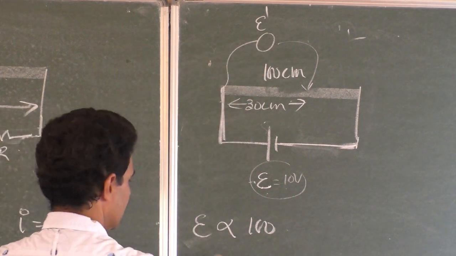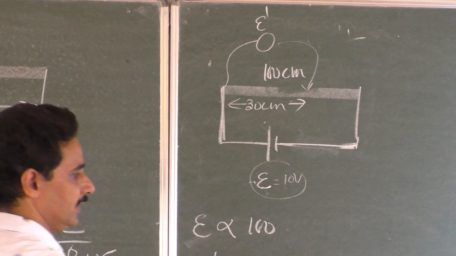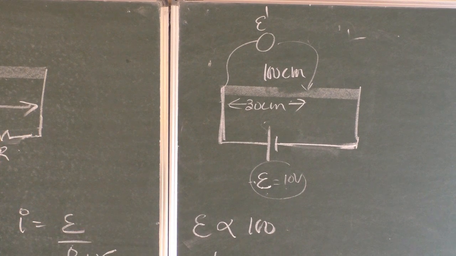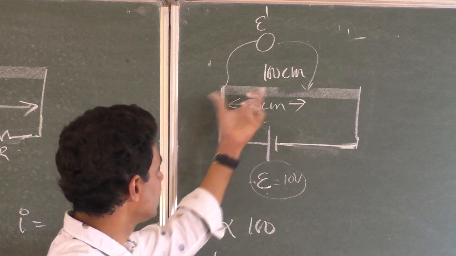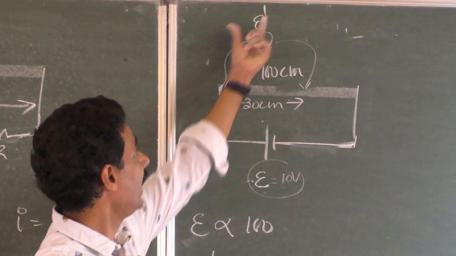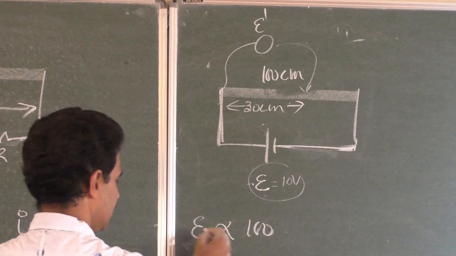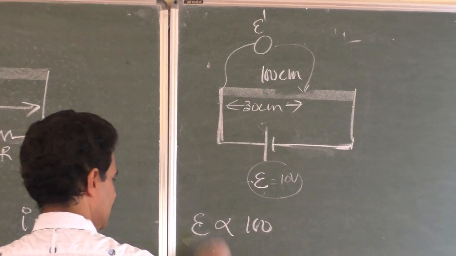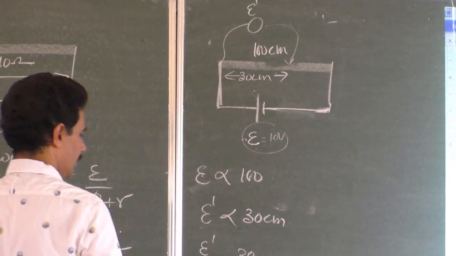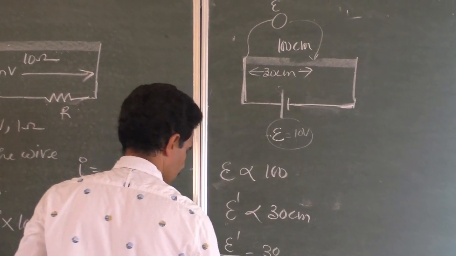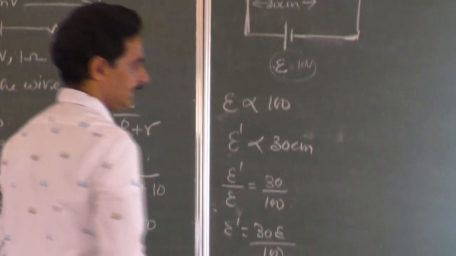What about this E dash? E dash is distributed over 30 centimeters. What is E dash in terms of E? That is what the question is, right? Length of the potentiometer wire is 100 centimeters, so full EMF is distributed over length 100. What EMF is distributed over 30? That's all you have to do. E dash by E is equal to 30 by 100. So E dash is equal to 30E divided by 100.